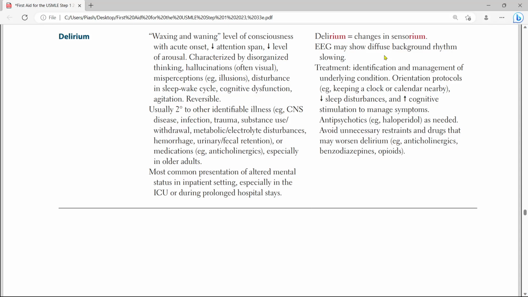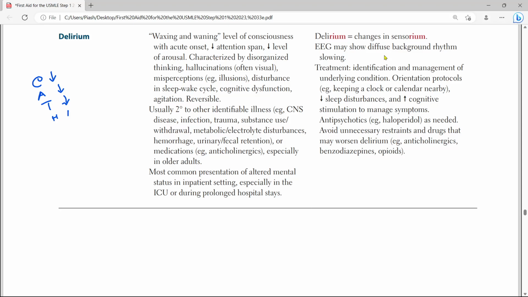Now I would like to talk about delirium. Delirium means acute confusional state. In delirium, we actually see a change in the level of consciousness. That means confusion, decreased attention, decreased thinking, and the presence of hallucination.